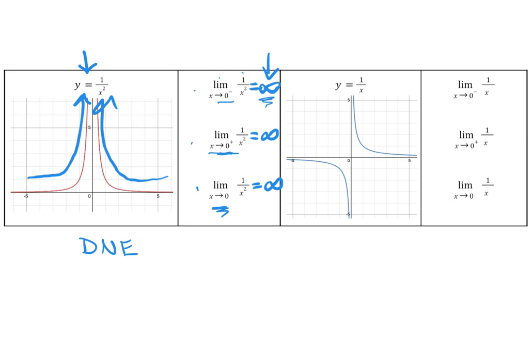All right, let's look at the other one. So just 1 over x. As x approaches 0 from the left, it's going to approach negative infinity. From the right, as I'm approaching 0, hey, that is going to approach positive infinity. And since the left side does not equal the right side, the limit as x approaches 0 does not exist.